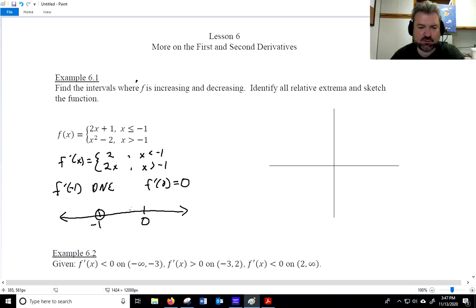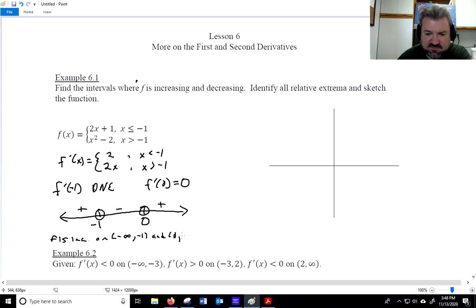So if I choose a number to the left of negative 1, like negative 3, I would use this top equation here, which is always 2. So that's positive. If I choose a value between negative 1 and 0, then I would be using this bottom equation. And you can see that for a bottom equation, plugging in any negative number would give me a negative value. Then after 0, like 1, we're back to positive again. So we can see that f is increasing on the interval from negative infinity to negative 1, and from 0 to infinity.